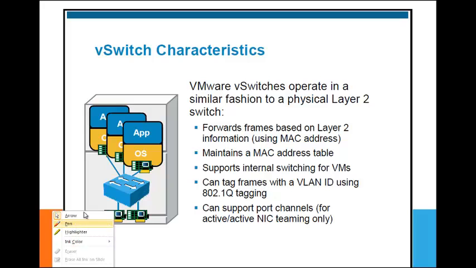Now VMware vSphere operates in a similar fashion to a physical layer 2 switch, meaning in layer 2 switches we have MAC address learning. Likewise here also MAC address learning is there for VMs. It forwards frames based on layer 2 information, meaning using the MAC address. Each VM has a virtual MAC address. Based on that the packets are forwarded, and it maintains a MAC table, same as a normal physical layer 2 switch.